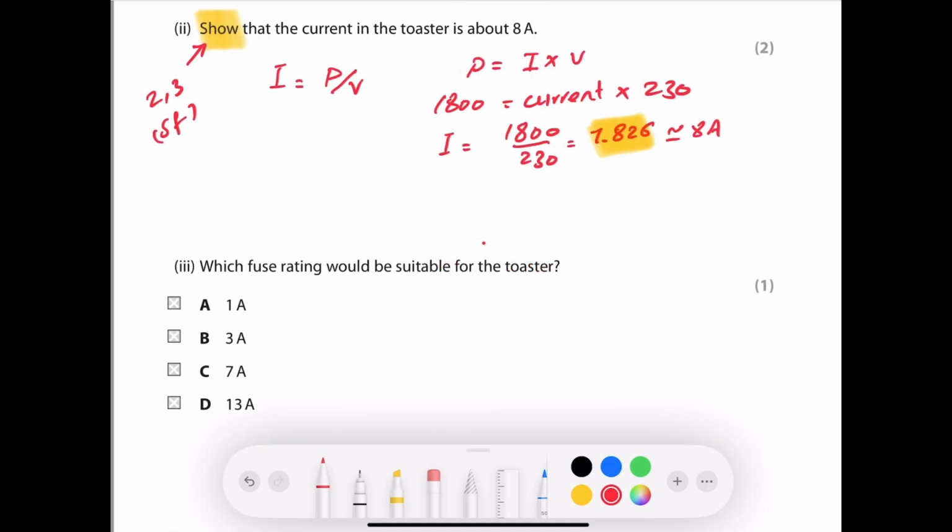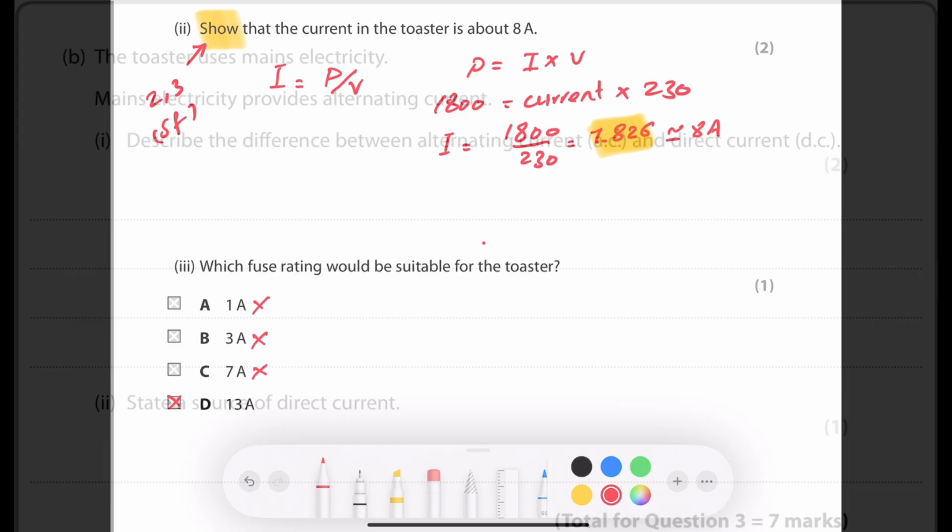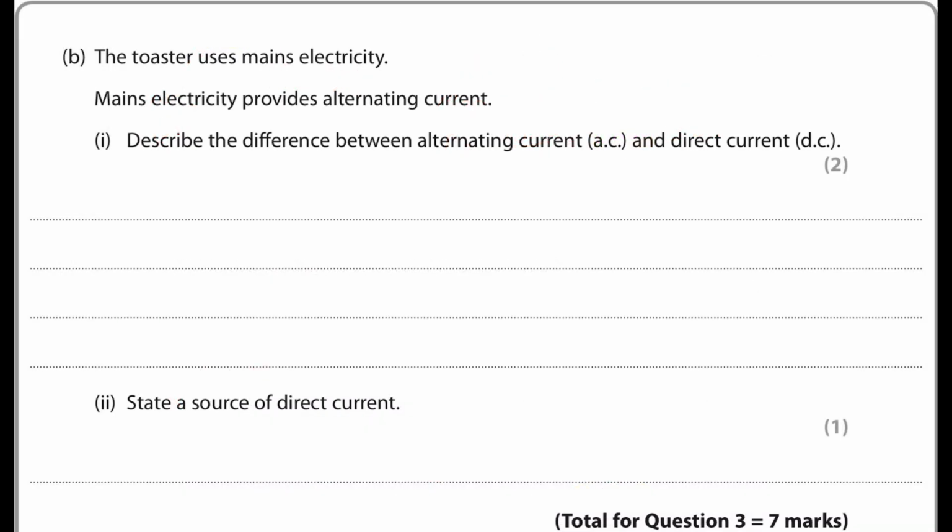Triple I, which fuse rating would be suitable for the toaster? Definitely it is not going to be any value less than 8 ampere. So the correct answer is 13 ampere, which is D. Section B, the toaster uses mains electricity. Mains electricity provides alternating current. Describe the difference between alternating current, AC, and DC.